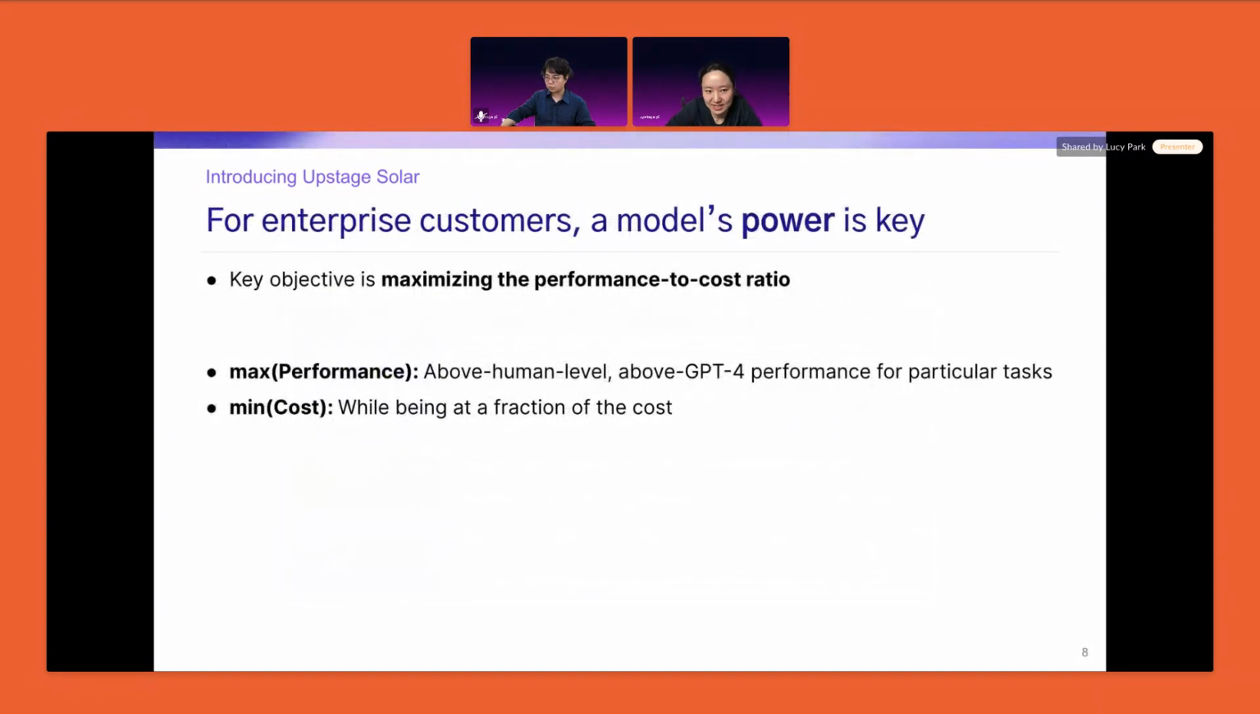Among these three design principles, the first, being powerful, is probably the most important, which means that the key objective when building an LLM should be maximizing the performance to cost ratio, as our Predibase folks already mentioned. In other words, maximizing the performance while minimizing the cost is important. So regarding performance, many customers ask for above human level, above GPT-4 performance for particular tasks, while being at a fraction of the cost.